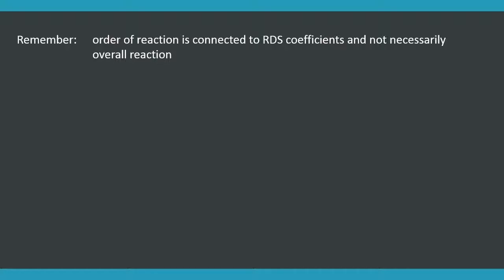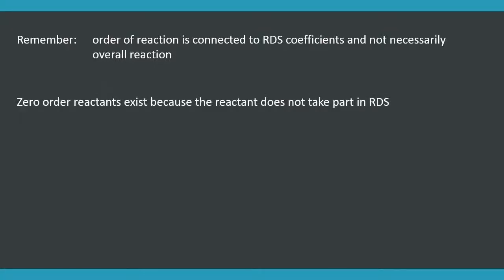So remember, the order of the reaction is connected to the rate determining step's coefficients and not necessarily the overall order of the reaction. If you look at the last example, it happened that the rate expression matched that of the stoichiometric equation, but the first one did not. So you need to be careful and watch out for that. So how can zero order reactants appear then? We discussed this in the first video. If you have a reactant, it should take place in the reaction and affect the reaction. Well, zero order reactants exist because the reactant does not take part in the rate determining step. Therefore, it's there to help react, but it's not there to determine rate.